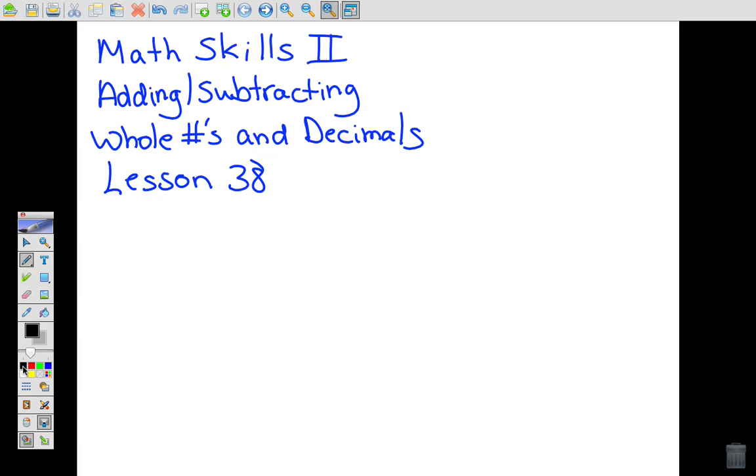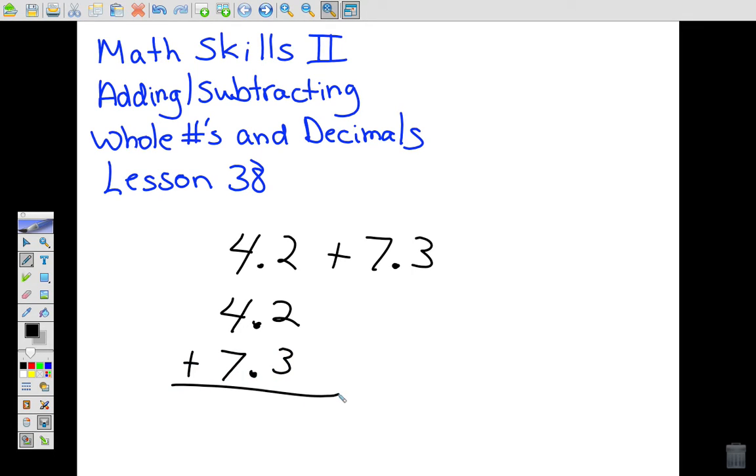Okay, this is lesson 38, and the topic is called adding and subtracting whole numbers and decimals. In the last lesson, we talked about adding and subtracting decimals. We might have had something like 4.2 plus 7.3, and what we said, if you're going to paper and pencil that out, you line up the decimals. So you take 4.2 plus 7.3 and line up the decimal points like that, and you would add the columns, so 3 and 2 is 5, and 7 and 4 is 11, and we'd have 11.5. Now the difference with this lesson is that we're going to have what we call whole numbers involved.